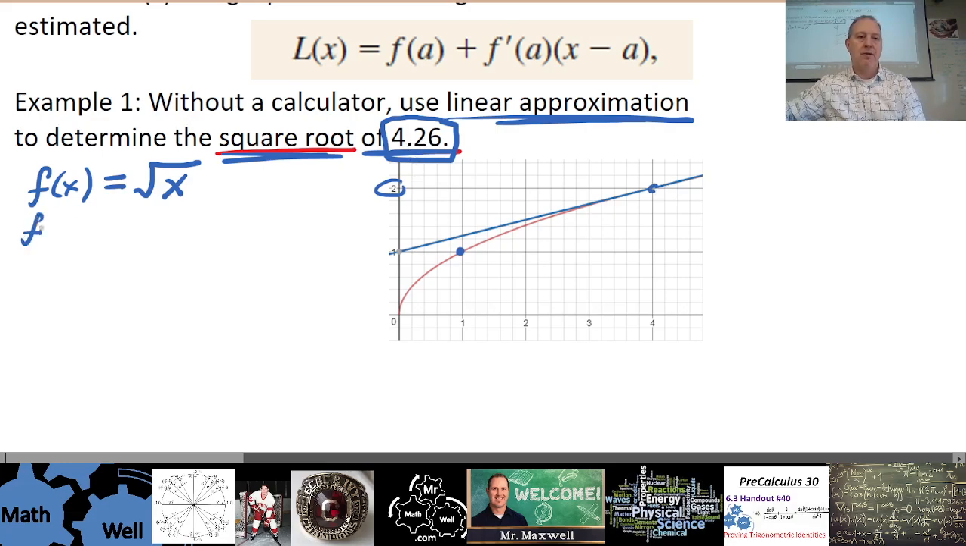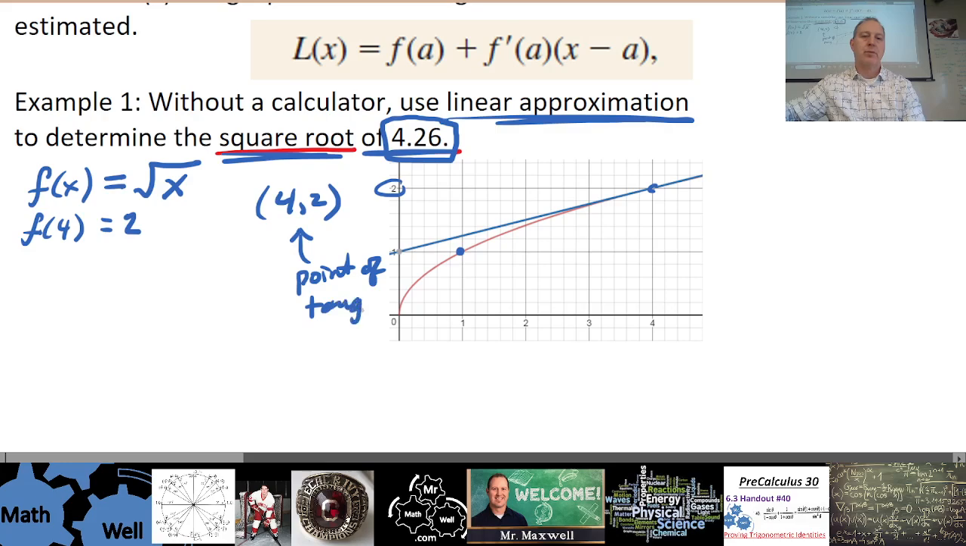So f of 4 is 2. That's the point 4 comma 2. That is on the line, so this will be the point of tangency. All right, so we have our function. I can take the derivative of this function pretty easily. I know what my f of a is. That's the point of tangency, so f of a is going to be 2, because there's the y value. And my a value is going to be 4.